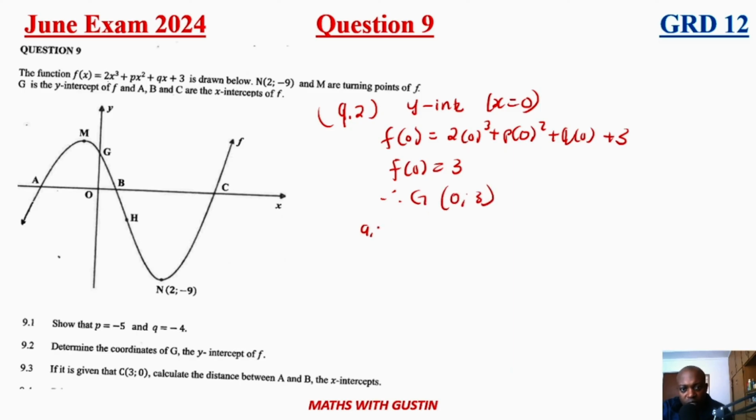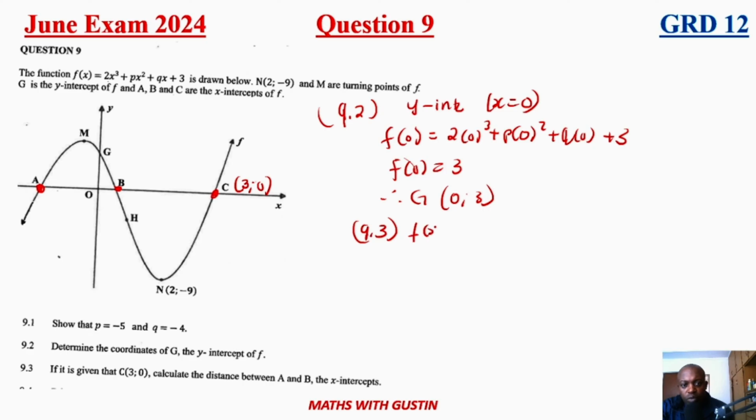All right, 9.3 said if it is given that c, where c is here, c is given by (3, 0), calculate the distance of AB. So they want us to calculate this distance here. So basically they want us to find the other x-intercepts. All right, so now we're going to come to our equation.